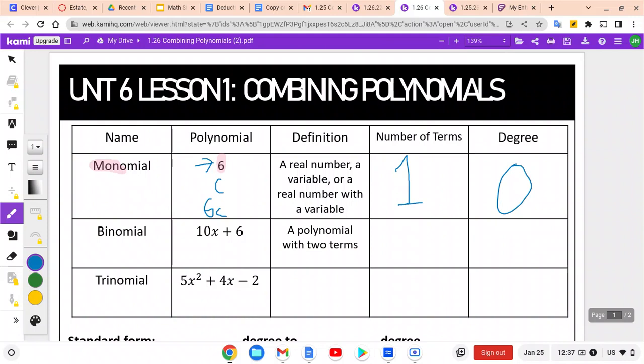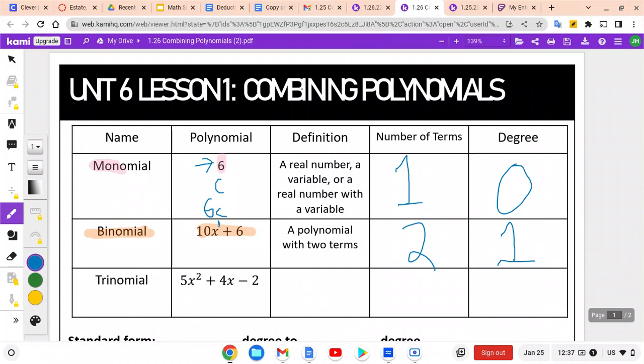All right. Then we come to binomial. Bi meaning 2, like a bicycle has 2 wheels. And here we see 10x plus 6 is our example. It's a polynomial with 2 terms, so the number of terms is 2. And in this specific case, there's an invisible 1 right here by the x. It's degree 1, whatever the highest power is. Now, not all binomials are degree 1. You can have different degrees. I'm just saying this specific example that I've highlighted.